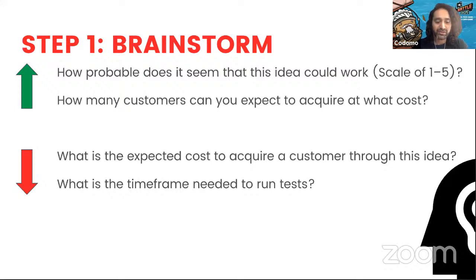Brainstorm I've covered, but when you start to rank, what you need to think about is a few things. How probable does it seem that this idea could work? You can rank it on a scale of 1 to 5.